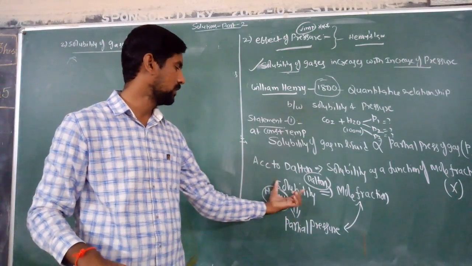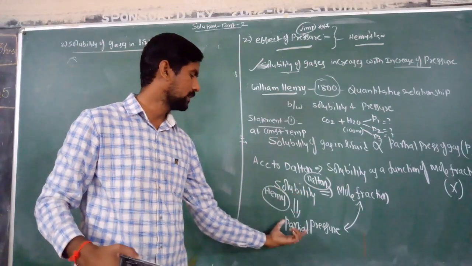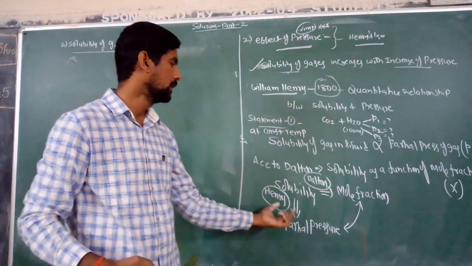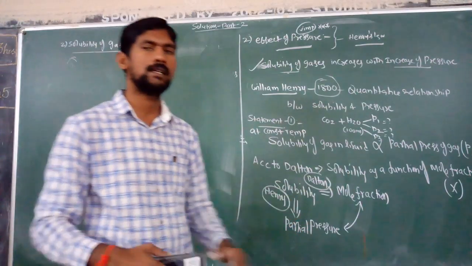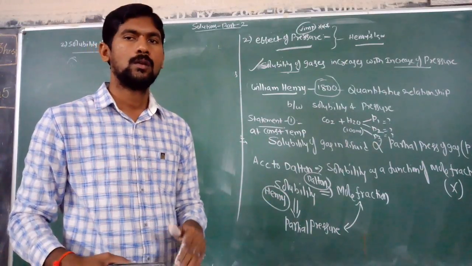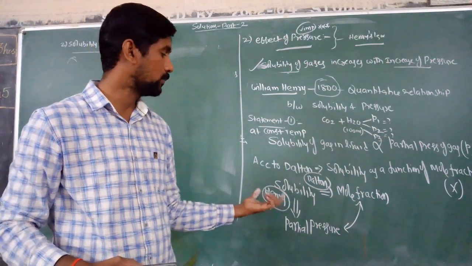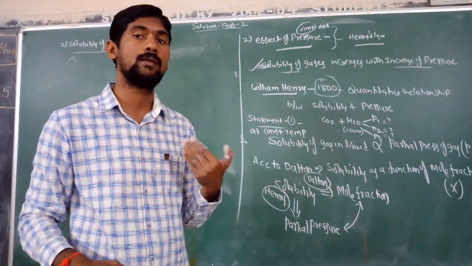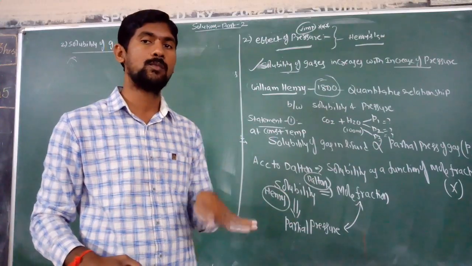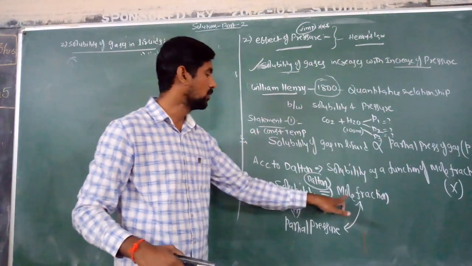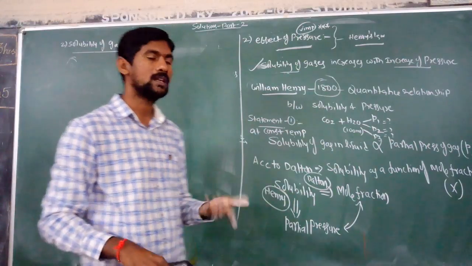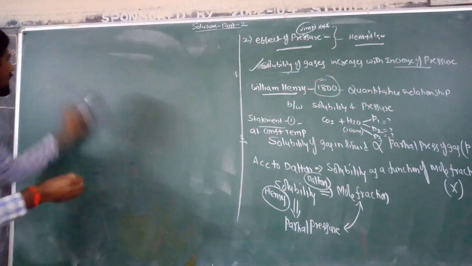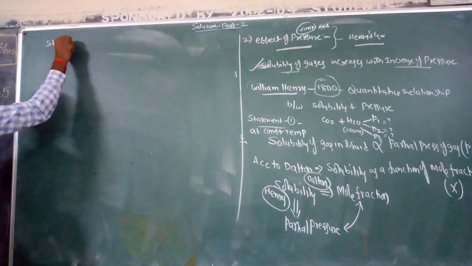According to Henry, solubility of a gas in liquid is directly proportional to pressure of the gas over the solution, or partial pressure of the gas. According to Dalton, solubility is measured in terms of mole fraction. Therefore, we can relate partial pressure and mole fraction. For determining how much amount of gas is dissolved in water, solubility is measured in terms of mole fraction. Therefore, we can relate both mole fraction and partial pressure of gas, and we can change the statement of Henry's law as the second statement.